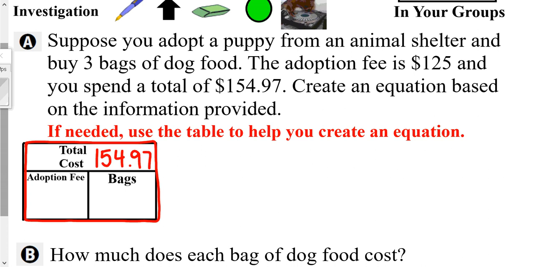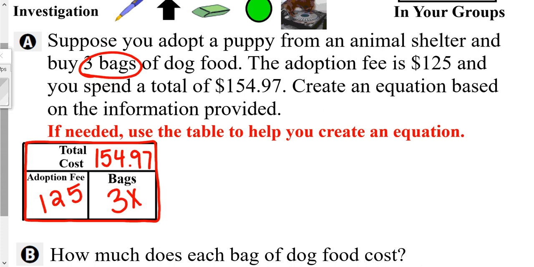They told us in the problem that we have adoption fees of $125, and they also told us that we're buying 3 bags of dog food. We do not know how much the bags of dog food cost, so we're going to put 3 times. We're using the variable x to represent the unknown amount of how much each bag of dog food costs.